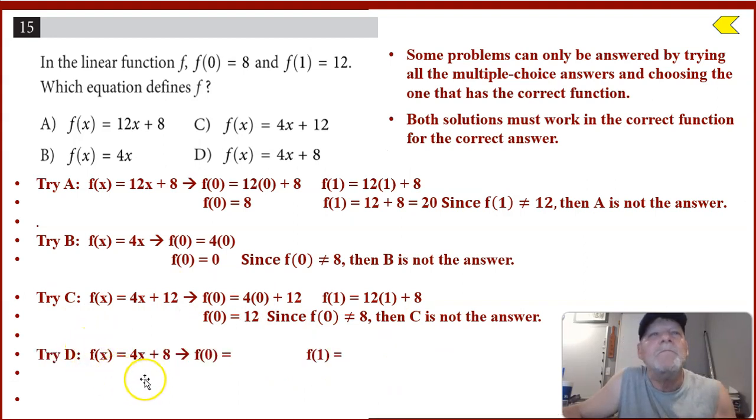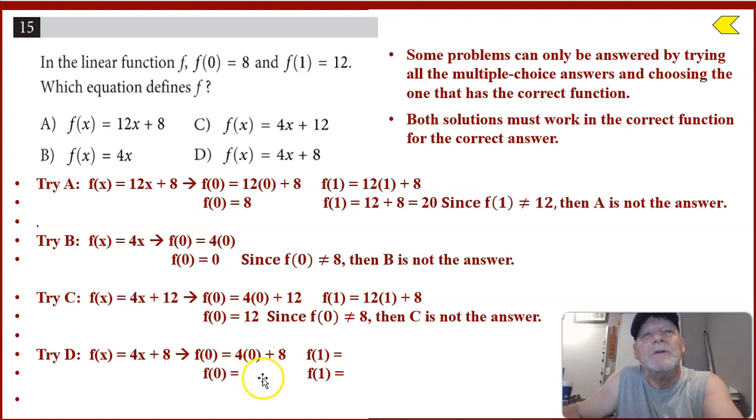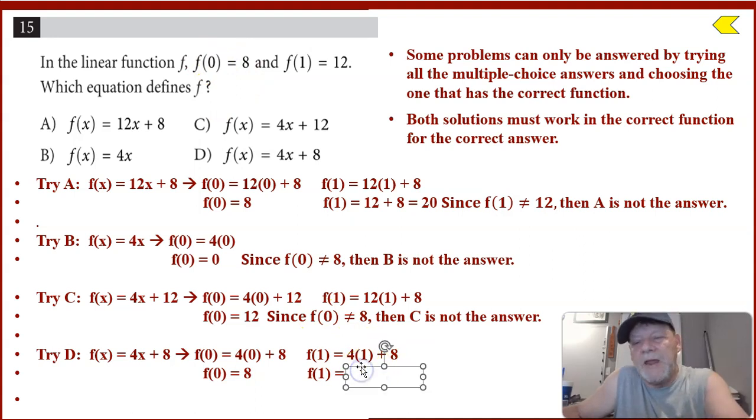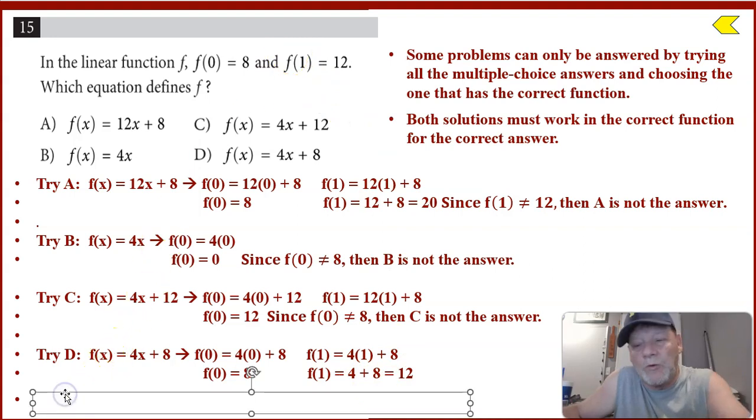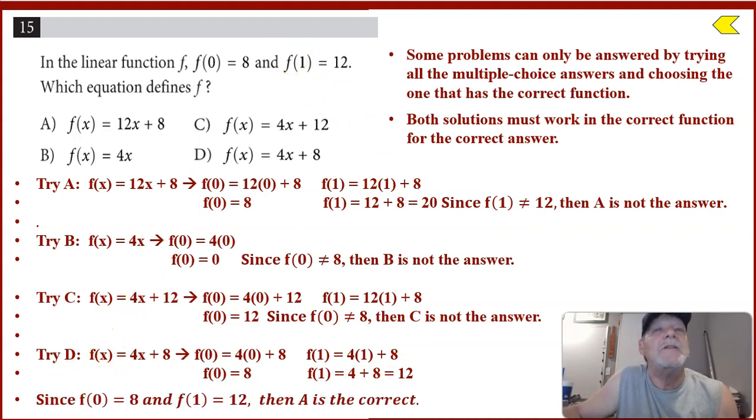Now let's go to D. F of x equals 4x plus 8 is the function for D. I substitute a 0 in. 4 times 0 plus 8 gives me 8. That's what it says it should be. So now we plug in a 1. 4 times 1 plus 8. 4 plus 8 is 12, and it says f of 1 is 12. So since both work for D, it means that D is the correct answer.